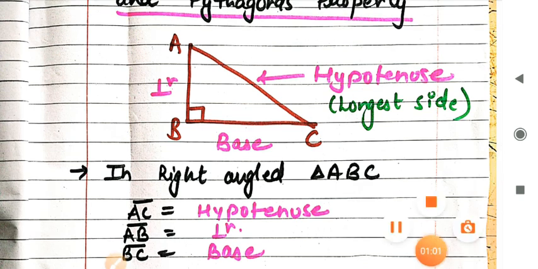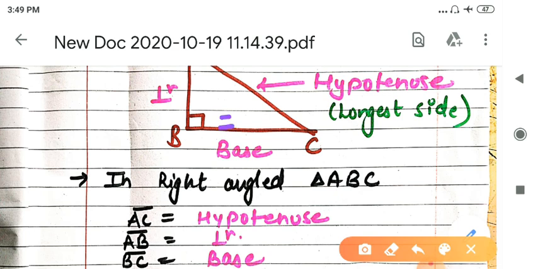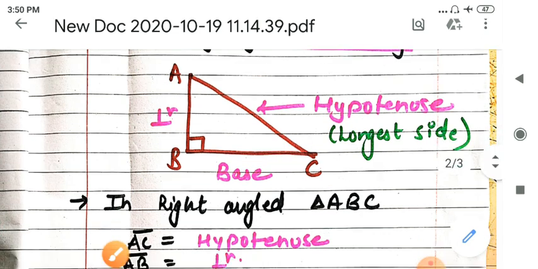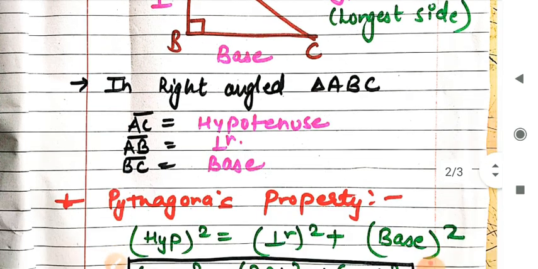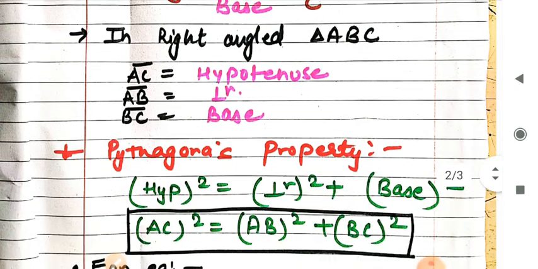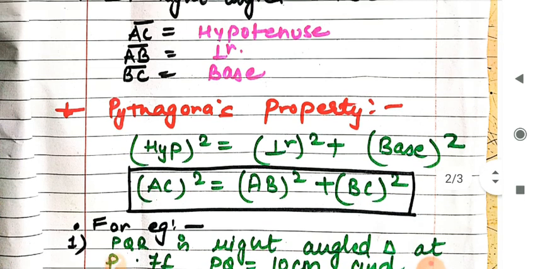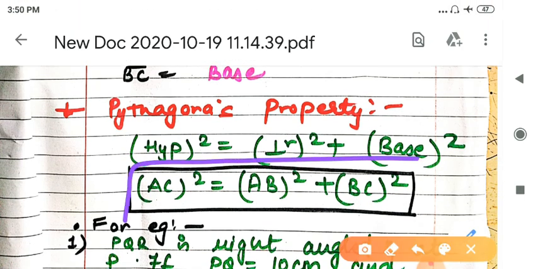So here I have written the names. In a right angle triangle ABC, angle B is 90 degree. Hence you can apply the Pythagoras theorem, that is hypotenuse square is equal to perpendicular square plus base square. Which side is hypotenuse? AC. So AC square is equal to AB square plus BC square. This is known as Pythagoras property.